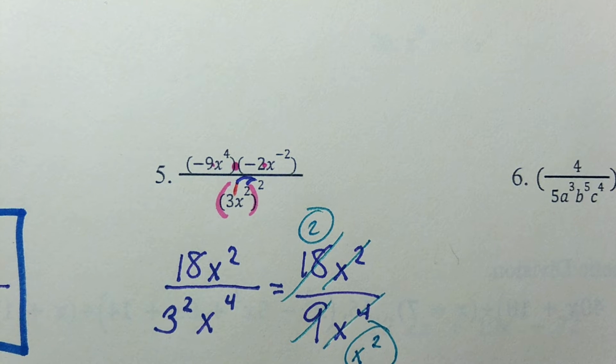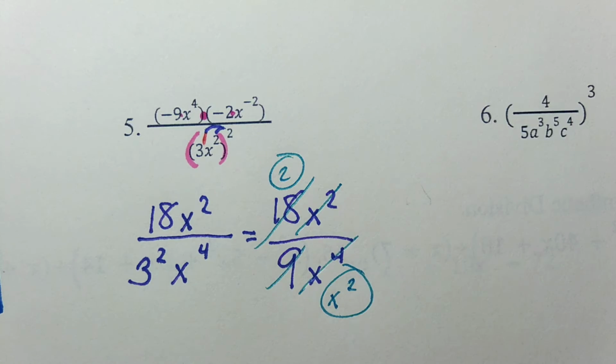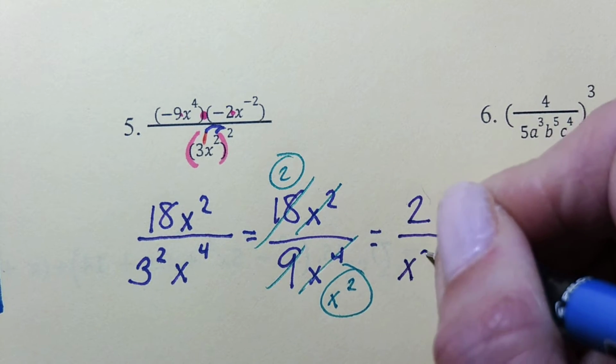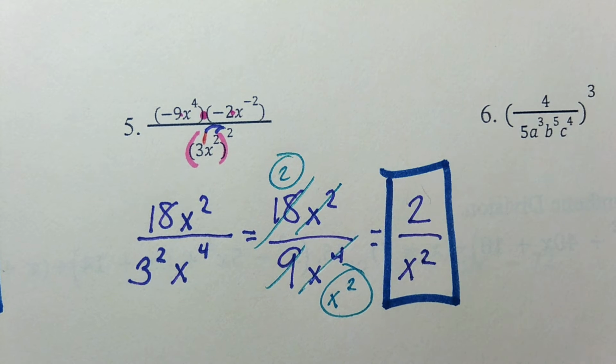Why is my answer not 2x squared? Where's that x squared? On the bottom. So it has to stay in the downstairs or on the bottom. So just be careful when you're crossing things out and simplifying that you don't miss variables and that you keep them in the correct position.